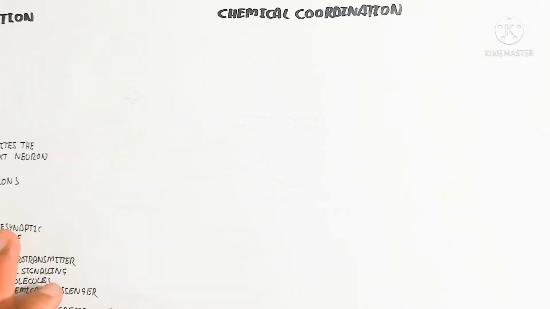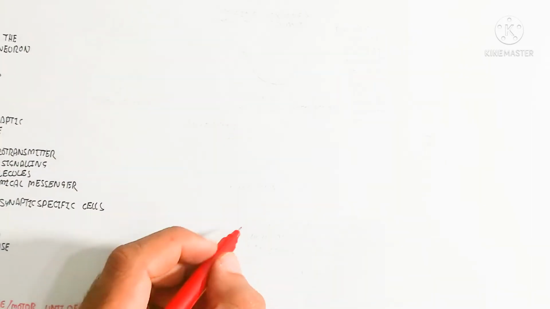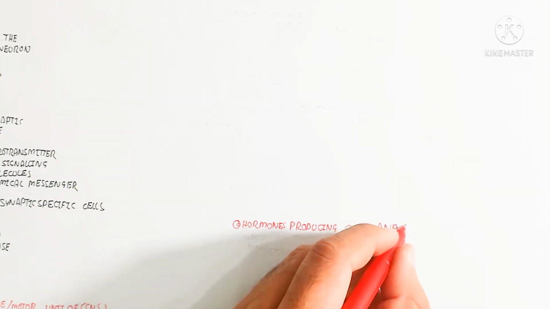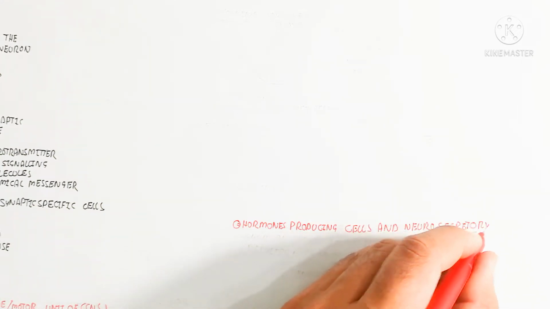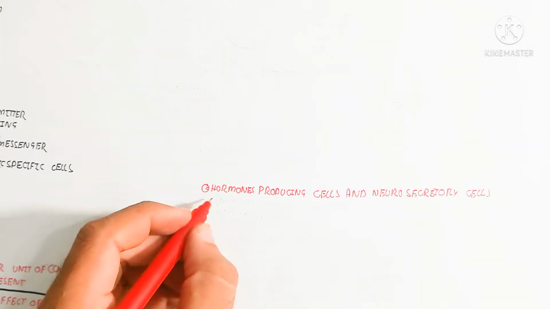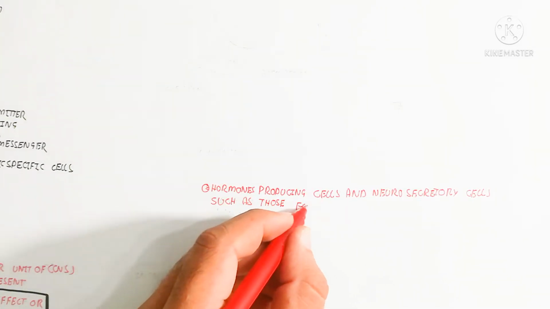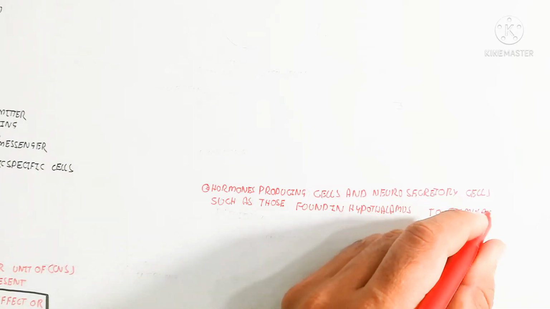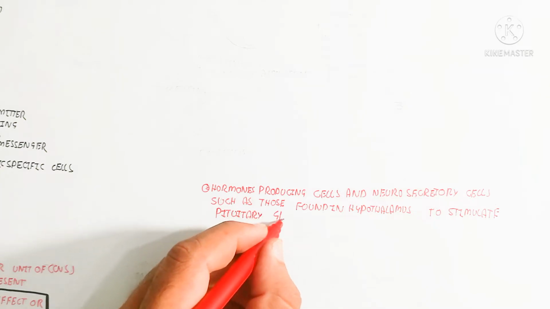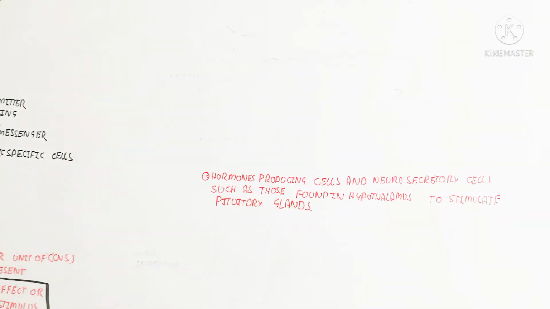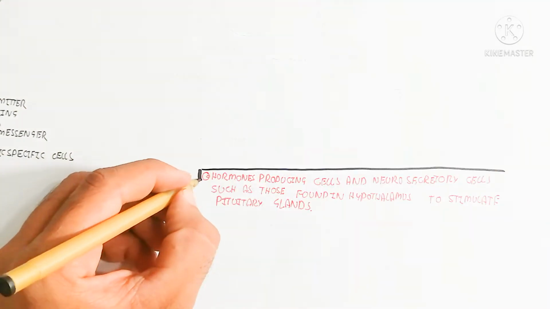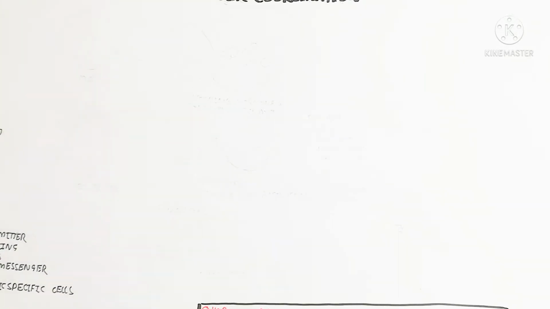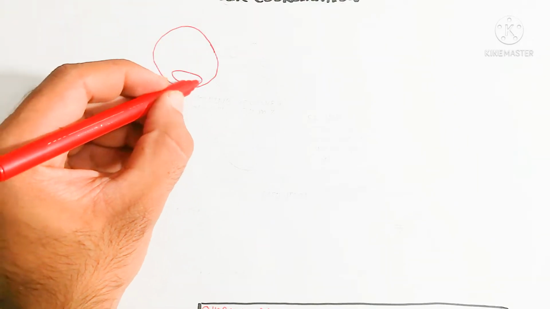So let's begin to understand the chemical coordination. The chemical coordination is basically a chemical used for coordination to another cell. This is prolonged, and here you can see the hormone producing cell and neurosecretory cells, such as those found in the hypothalamus, which stimulate the pituitary gland. For example, the neurosecretory cell and somatostatin releasing hormone, which releases the somatostatin growth hormone.